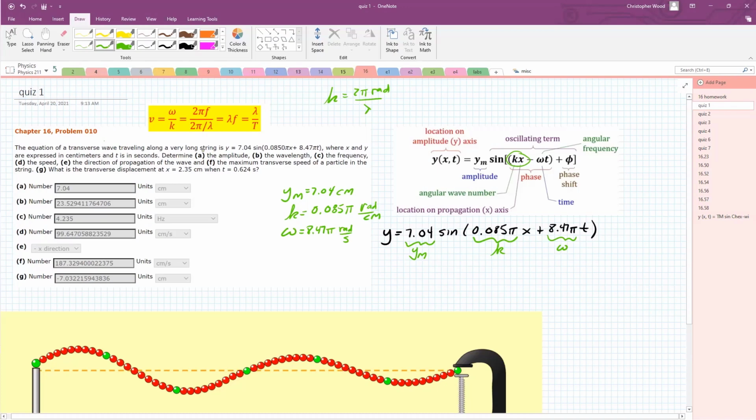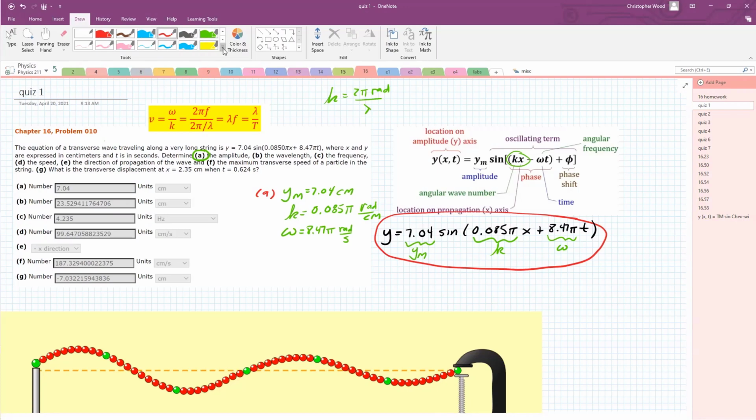A says, what's the amplitude? And the answer is you're done. This is the answer to part A. It's just given to you. And you would just say, well, based on the wave equation that they give, and maybe a comment or two saying, well, according to the given wave equation, 7.04 is indeed the wave amplitude. So we're done with part A. Part B, what's the wavelength?